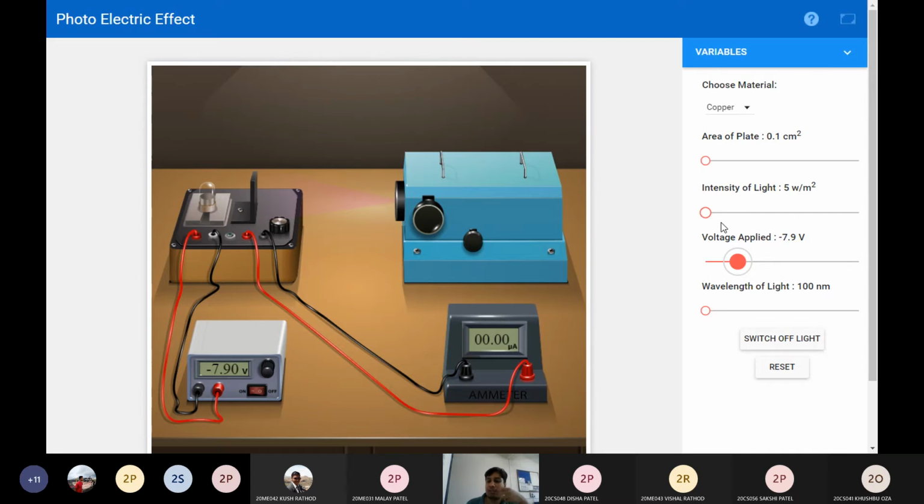In the experiment we don't have variables such as different materials, area of plate or intensity of light. We don't have that much facility. But in the simulator we can change the intensity of light. If I change the intensity, it doesn't give any change. So the classical theory I was talking about, we can verify here. And if I change the frequency, there is no change as such either.